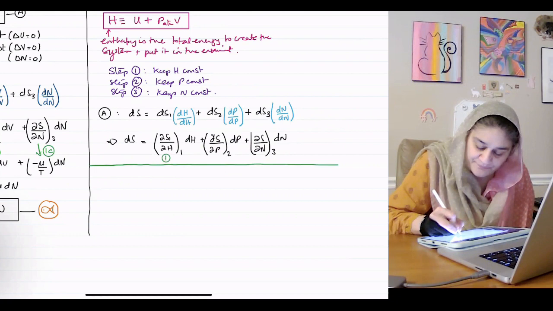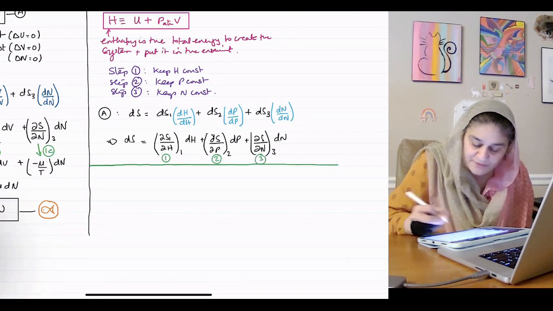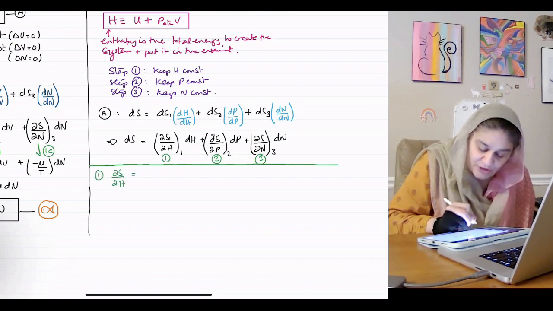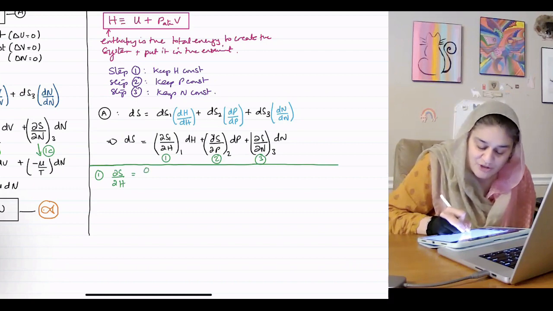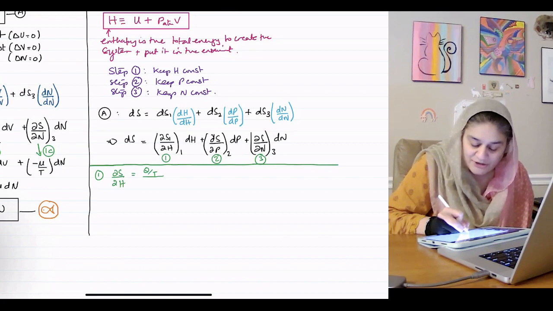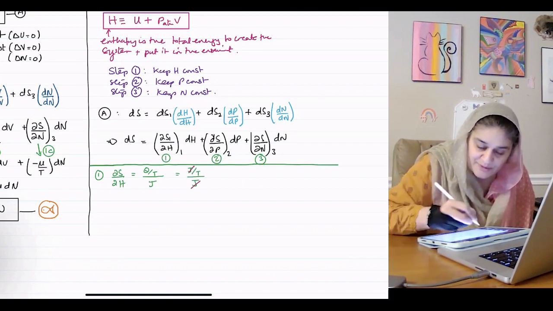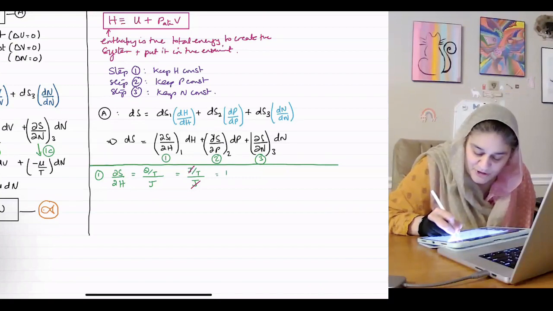So let me say this is number 1, this is number 2, and this is number 3. If I take my first expression, dS over dH, what is dS? dS is just q over T. And what is dH? It is just energy, so may I just write it as joules? What is the unit for q? Joules, per T divided by joules. This means joules and joules will get canceled, and I am left with just 1 over T.